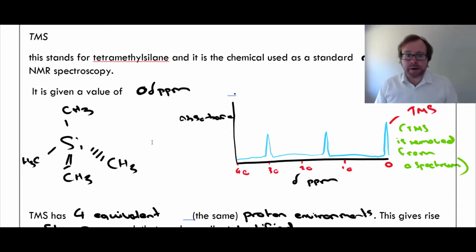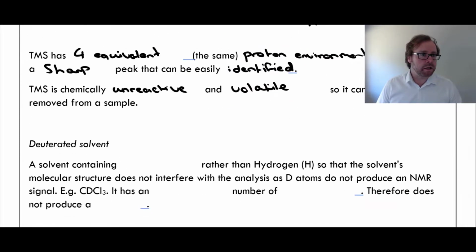Okay, and our two axes, so we have absorbance, and we have parts per million down here. And you'll see that there's some other peaks here as well. Okay, so I'm not going to talk about them at the minute. You just need to be able to recognize what this looks like. So if our TMS peak was on it, it would be at 0, and it'd be a very sharp, identifiable peak. Okay, moving on.